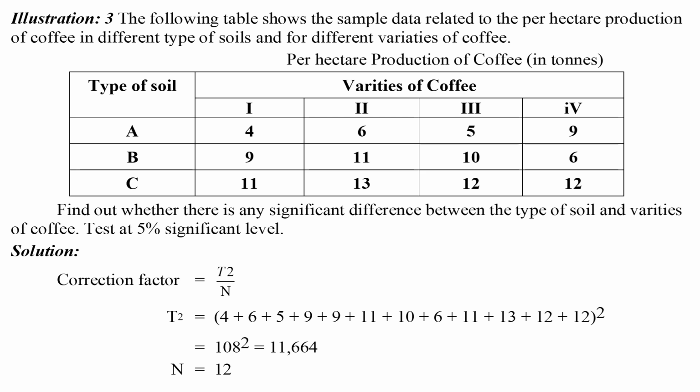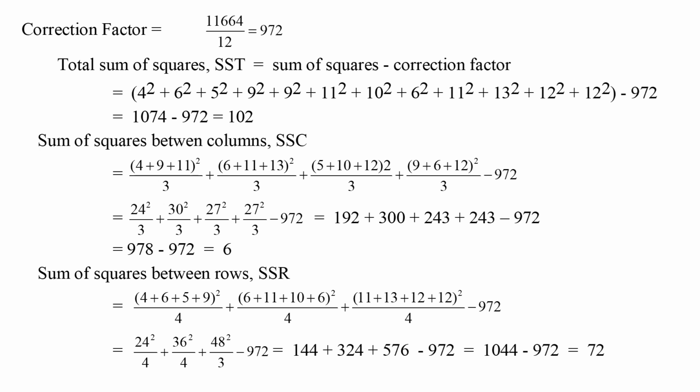Solution. Correction factor equals T square by N. T equals 4 plus 6 plus 5 plus 9 plus 9 plus 11 plus 10 plus 6 plus 11 plus 13 plus 12 plus 12, which equals 108. T squared equals 108 squared, which equals 11,664. N equals 12. Correction factor equals 972.